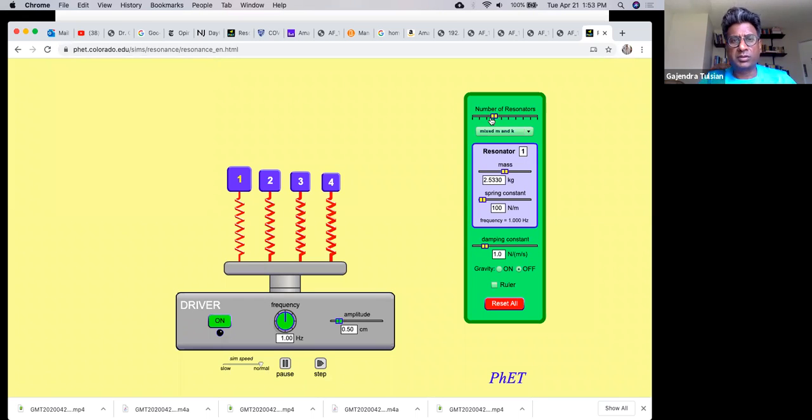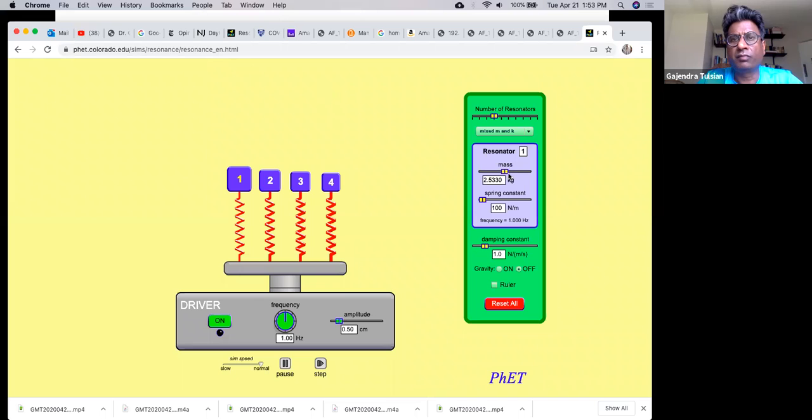So what we'll do is this. We have 4 oscillators. This will be the driver. So imagine these are the children on swings, and this is you pushing. So resonator 1, damping constant, frequency of resonator 1.